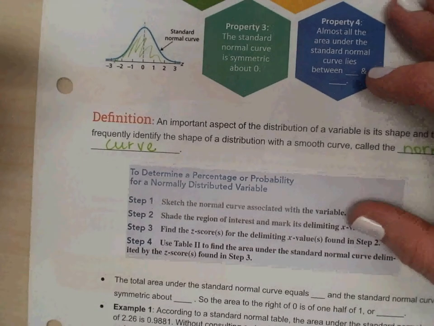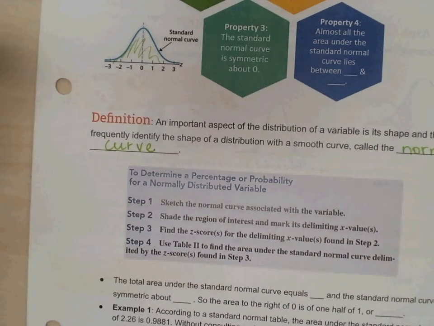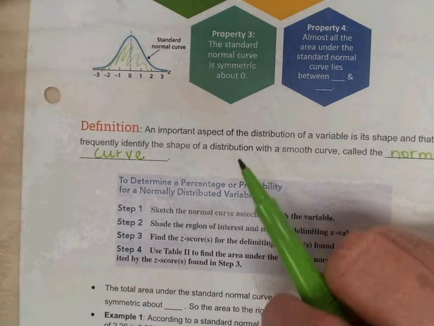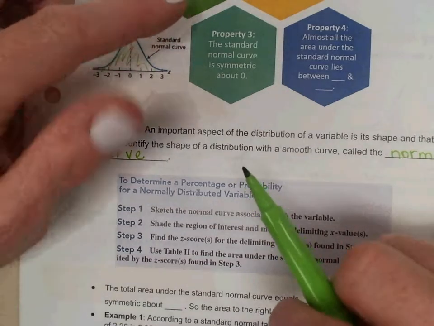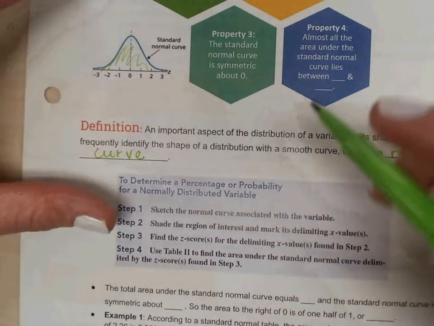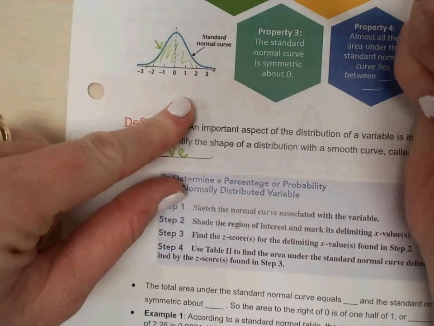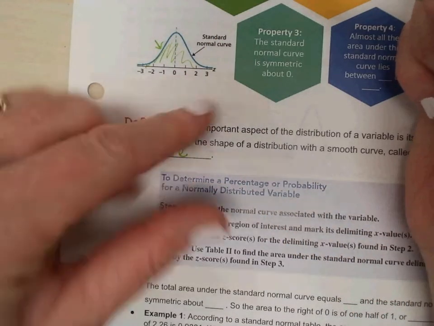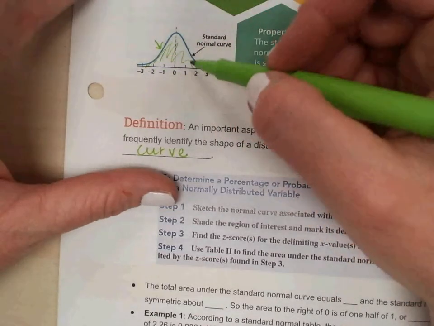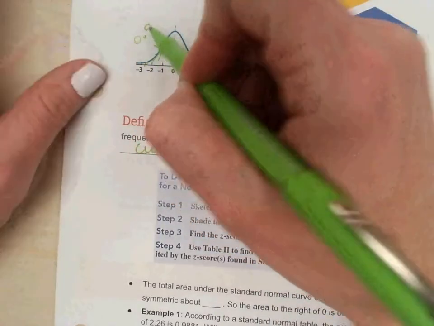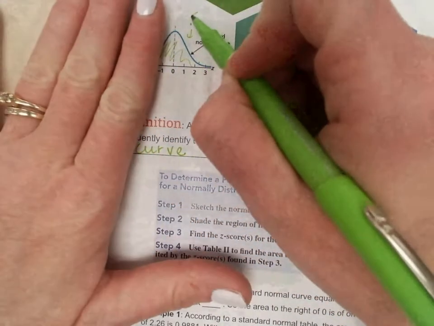Property 3, Mendez. The standard normal curve is symmetric about 0. Excellent. If it's symmetric about 0, we put the dots, connect the dots here. The area under the whole thing is 1. What would be the area to the left of 0? All of the area is 1. Split in half, it's 0.5. And so the area to either side of 0 would be 0.5.